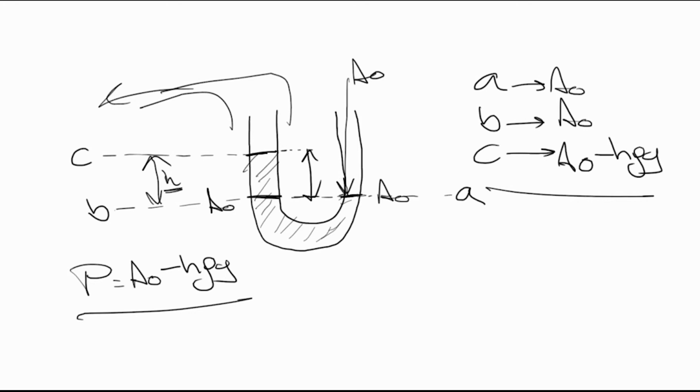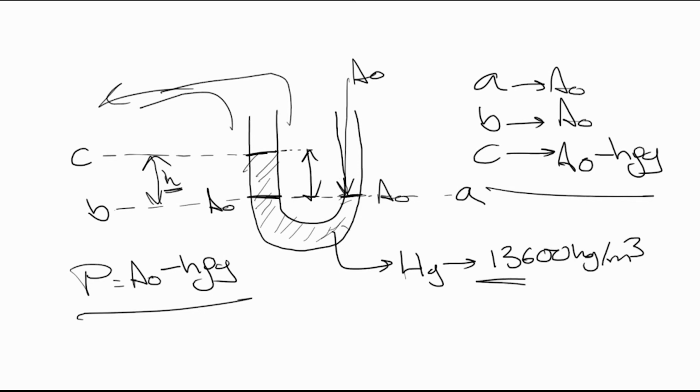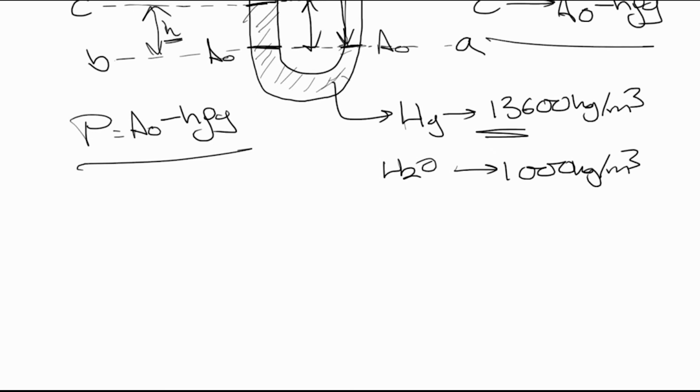And an important thing is that they sometimes ask what sort of liquid would you use. Usually manometers use mercury. So mercury has a density of 13,600 kg per meter cube. So this is 13.6 times more dense than water, which has a density of 1,000 kg per meter cube. And the reason we don't use water all the time is because its density is too low. So which means if we look at the equation really closely, the manometer equation, pressure is equal to H rho g.